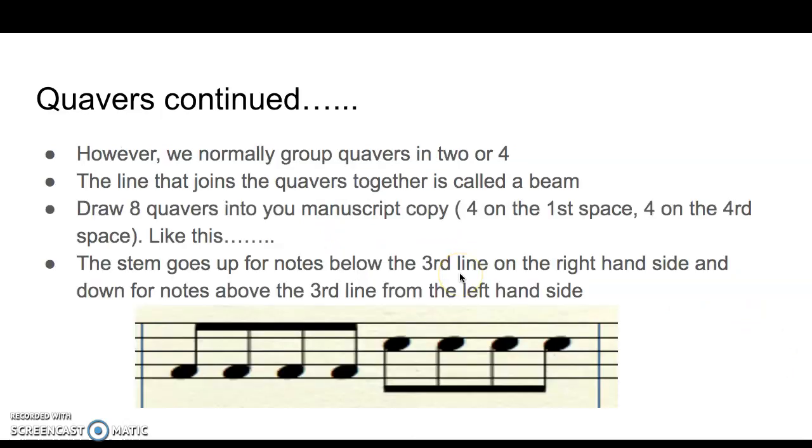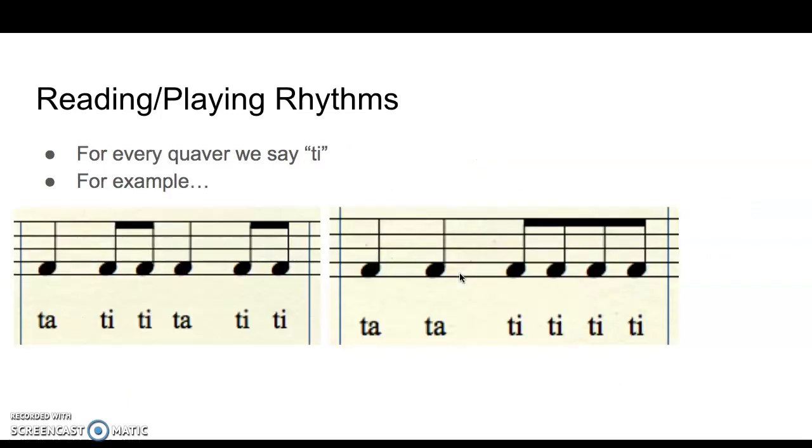However, normally we group quavers in 2 or 4. As you can see in this example below, there are 8 quavers and I have them grouped in 2 groups of 4. The line that joins the quavers together is called a beam. Practice this by drawing 8 quavers into your manuscript copy, 4 on the first space and 4 on the 4th space. The stem goes up for the notes below the 3rd line on the right hand side and down for notes above the 3rd line from the left hand side, as always.